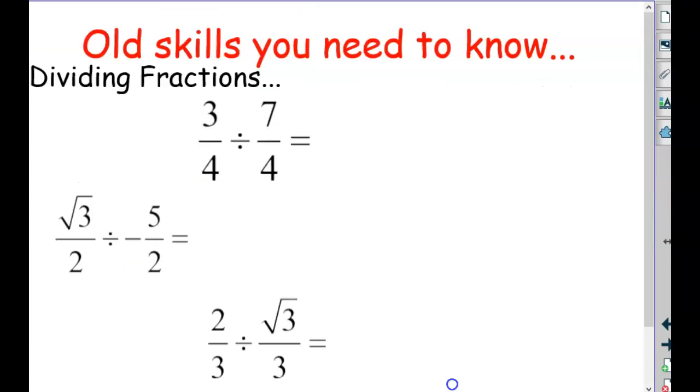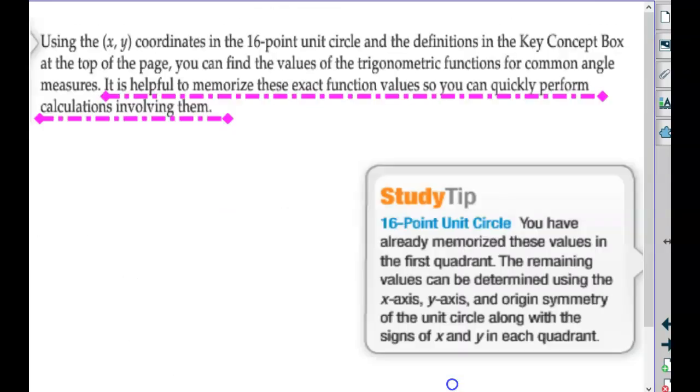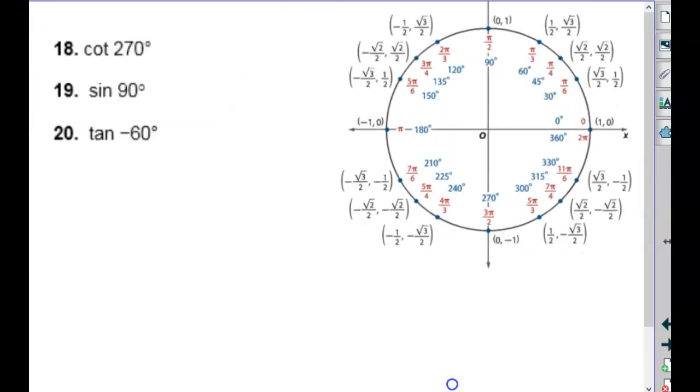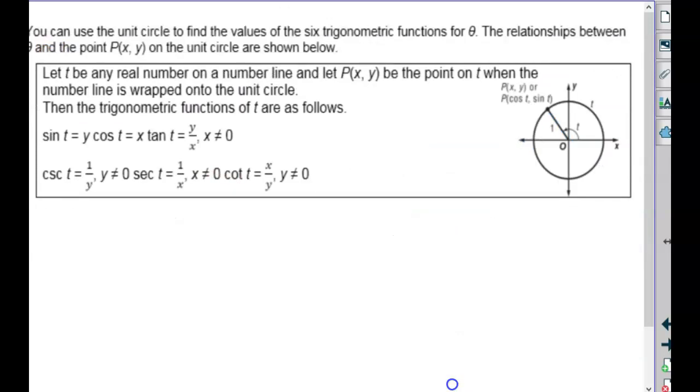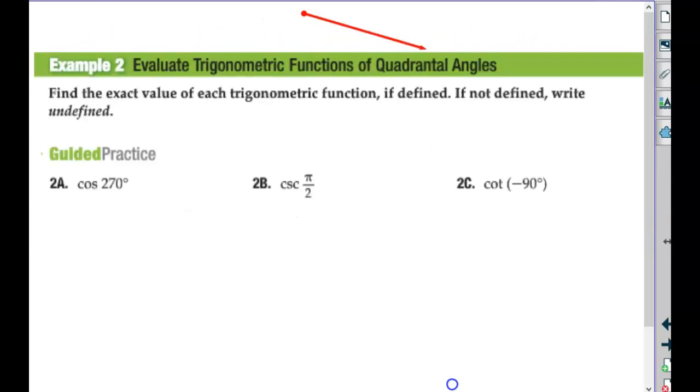Most of the rest of the time, we're going to be using the unit circle to find a whole bunch of special values. I'm going to start by talking about quadrantal angles real fast. These are the reason you have to know this definition. Cosine is x, sine is y.